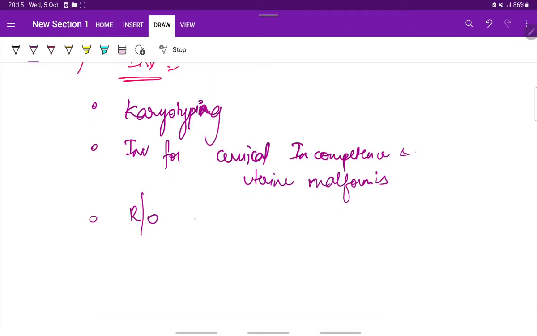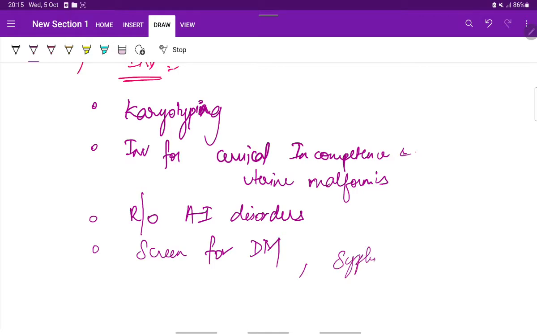And we should rule out the autoimmune disorders like the APLA syndrome, antiphospholipid antibody syndrome, and we should screen the mother for comorbidities and other infections, comorbidities like diabetes mellitus, and screen for syphilis.